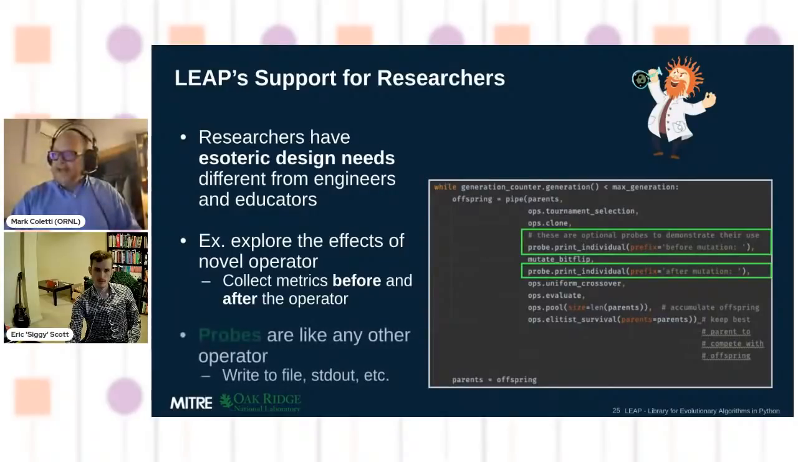Next. So here is an example of some other probes, where maybe you could take a snapshot of an individual before and after, say, an operator. So instead of a mutate bit flip, maybe I invented a new operator and I wanted to see the before and after effects of that operator on an individual. Inserting these probes facilitates that. And I can tell you from experience, being able to implement something like this in some of the other evolutionary algorithm toolkits is difficult to do. This is one of the many motivating reasons why we developed LEAP, basically to support something like that for evolutionary computation researchers such as Siggy and myself. Next.